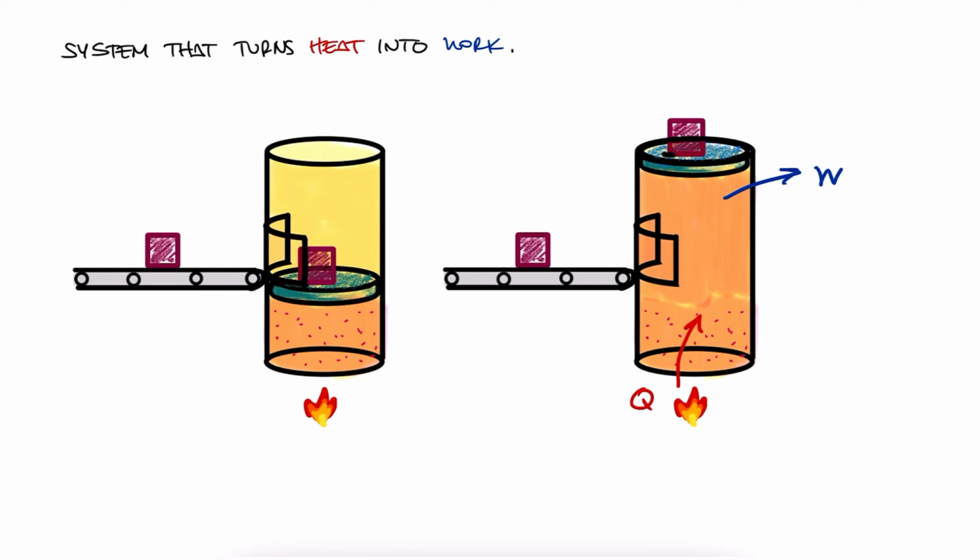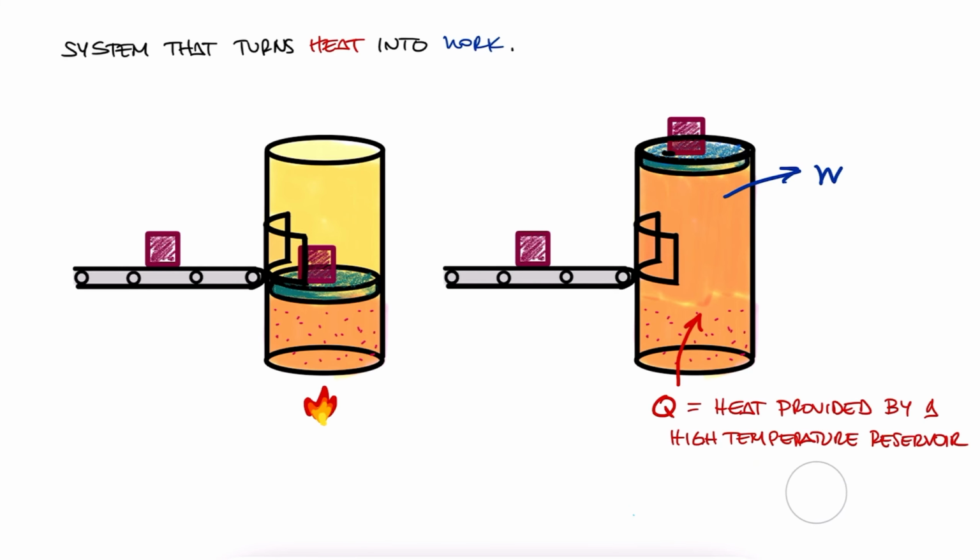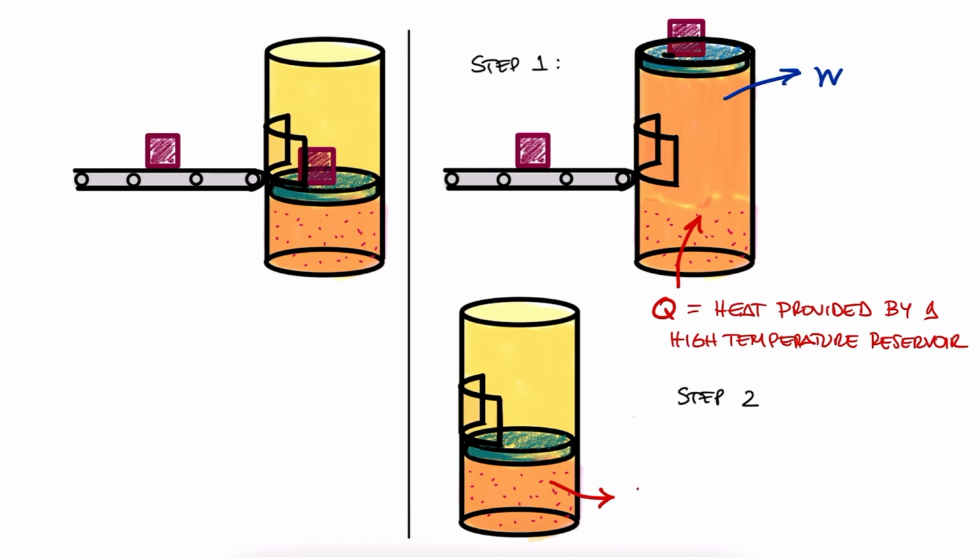What if we want the piston to go back to its initial position, so that the next mass that is coming in from the conveyor belt can also be brought up using the piston? Well, we could cool down the gas inside the system, right? And this doesn't necessarily mean that we're subjecting the system to, let's say, a flame and then cooling it down by blowing on it, right? We can have a high temperature reservoir provide the heat to the system in step 1, and a low temperature reservoir take the heat from the system in step 2.